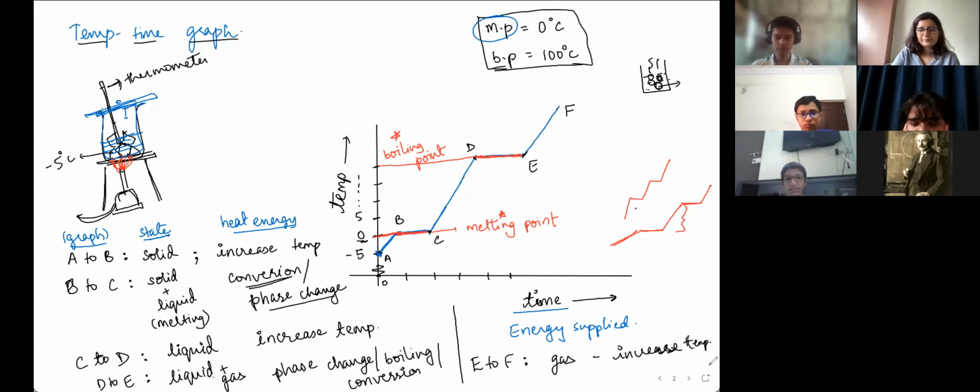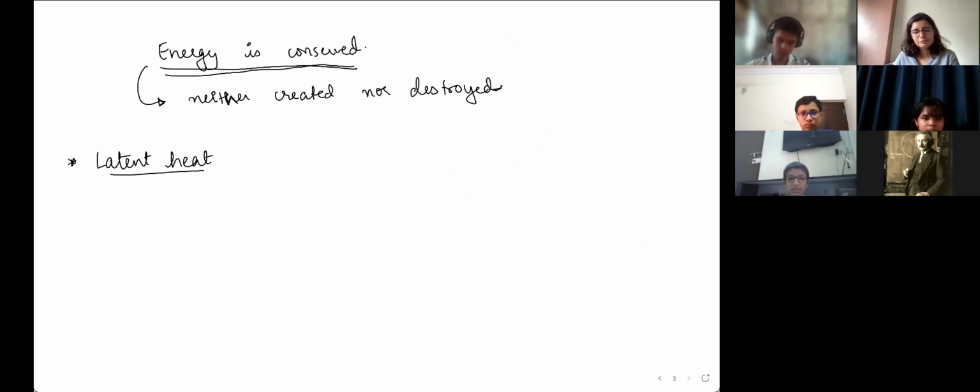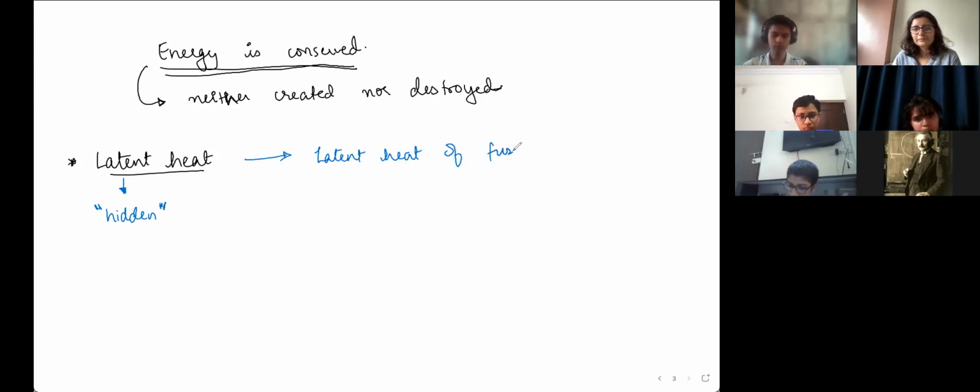Yes, ma'am. Done. So they called it latent heat. The word latent, its roots are Latin or Greek, wherever it's taken from, it means hidden. Because you can't see it as heat energy, as the temperature is not increasing because of that energy, we call it latent heat. Depending on which phase change is taking place, there are two latent heats that we refer to. One is latent heat of fusion, and the second is latent heat of vaporization.